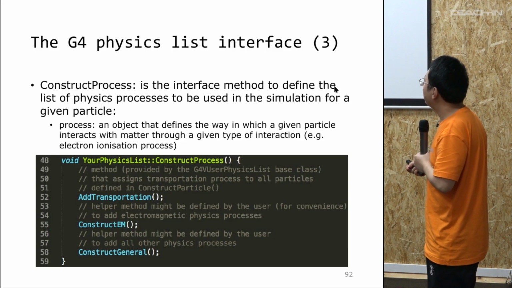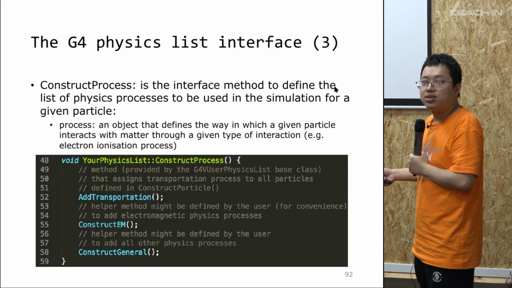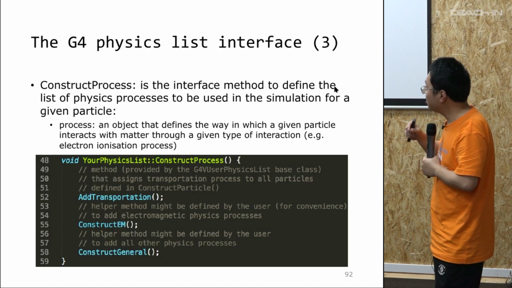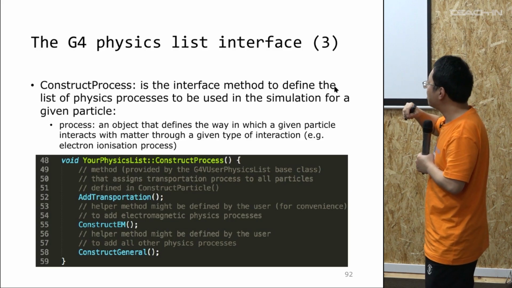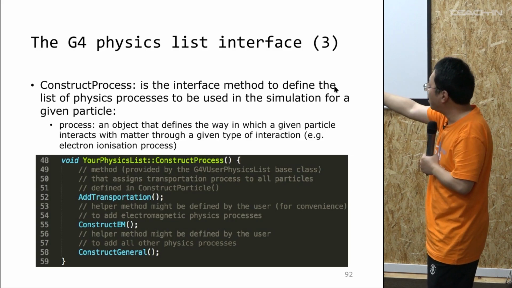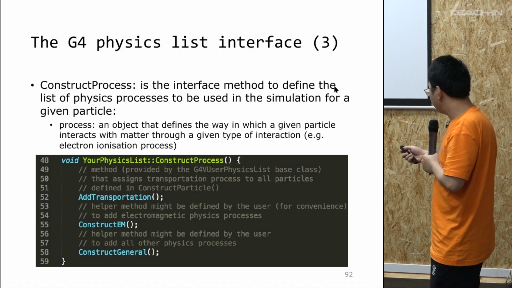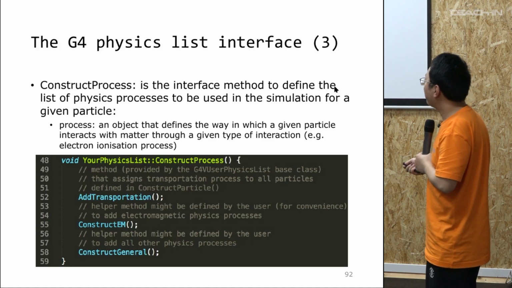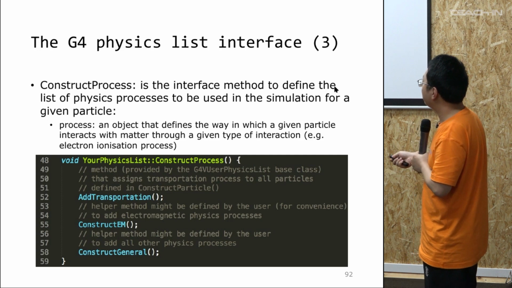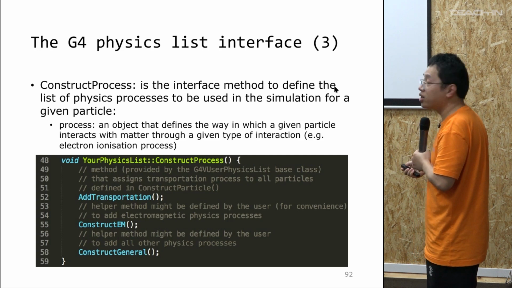So here you can see first we have to register the transportation process. That's the most important because it is used to calculate the particle's movement from the current position to the boundary. So this is necessary, and also you have to construct the different physics processes. So, for example, the EM or some general processes.